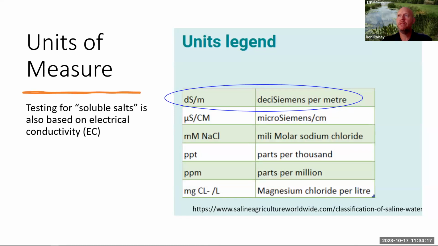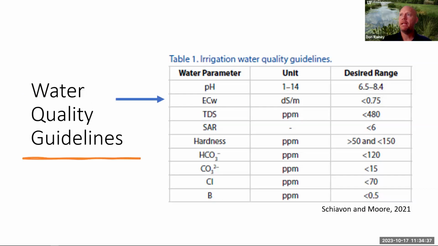And so within this value, a lot of your tests, when you take a sample and send it in, you're going to look for soluble salts. And generally, we're looking at the decisiemens per meter, and how that value is recorded. So the ECw, as you can see here with the blue arrow, matches up with the unit, decisiemens per meter. And what we're looking for, that range, is to be less than 0.75.